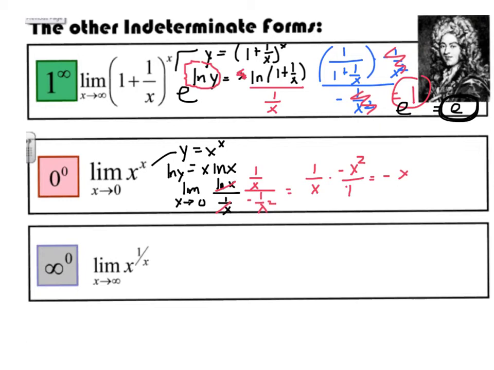And the limit at 0, remember we're taking the limit at 0. Well, plugging in 0 then, the limit as x approaches 0 of negative x is 0. But remember, we had to take the natural log, so at the end we're going to have to do e. So e to the 0 is 1. So that is our limit.